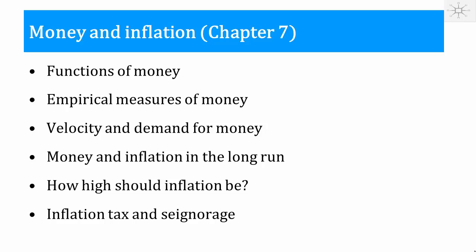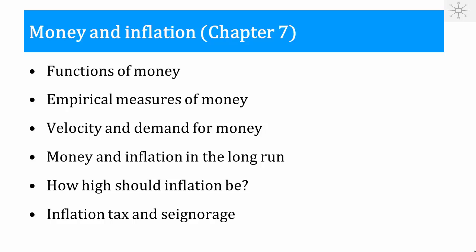In this chapter, we discuss the functions of money in general and then specifically in our model. We also discuss empirical counterparts to this theoretical concept of money. We discuss the concept of velocity of money and demand for money, which are two very closely related concepts. We then discuss what determines inflation in the long run and the relation to money growth. And we look at data a bit to see how money and inflation are related.